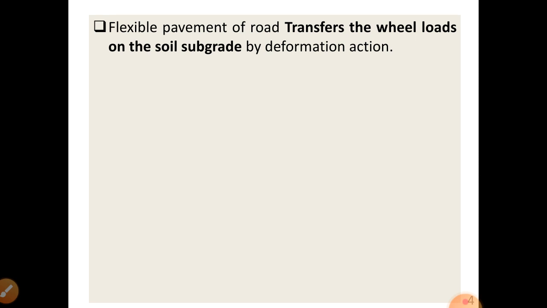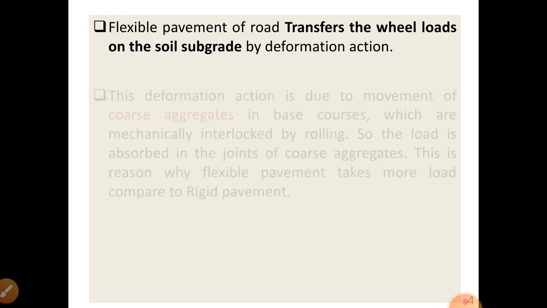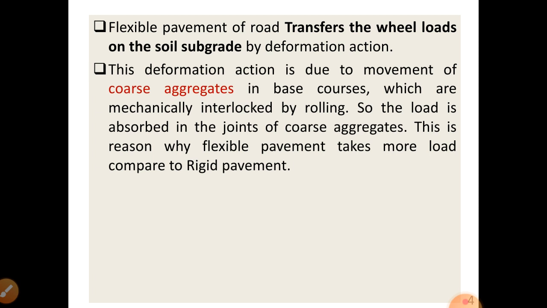Flexible pavement of a road transfers the wheel loads to the soil subgrade by deformation action. This deformation action is due to movement of coarse aggregates in the base course, which are mechanically interlocked by rolling. So, the load is absorbed in the joints of coarse aggregates. This is the reason why flexible pavement takes more load compared to rigid pavement.